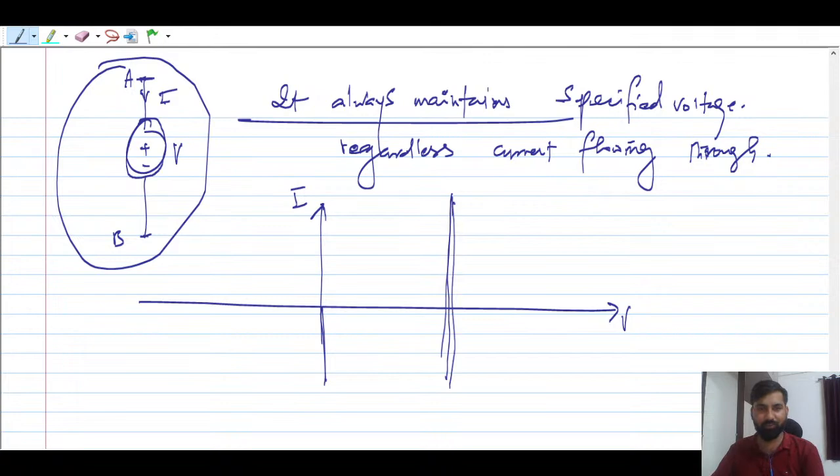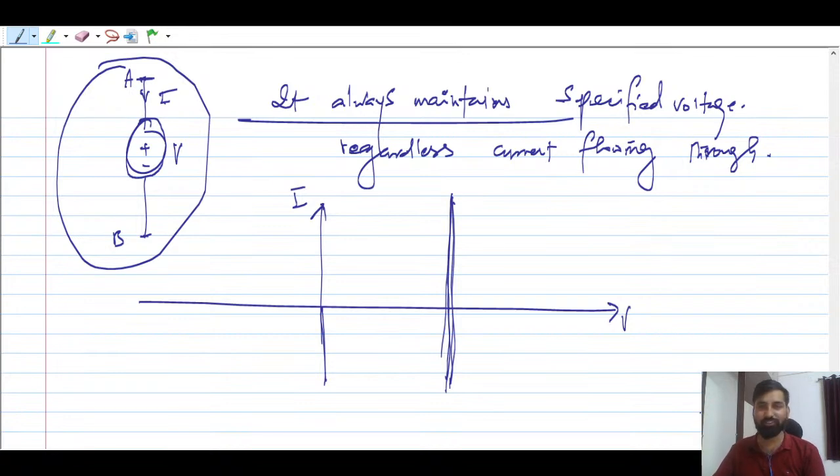This voltage says I'm constant, right? You see, this voltage is constant here, and the current flowing can be anything. Please remember that. It is very, very important to remember. So V is equal to V naught, regardless of current.